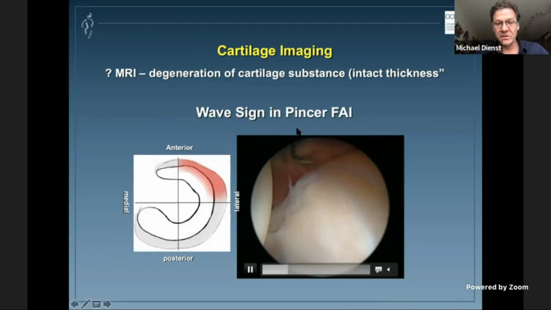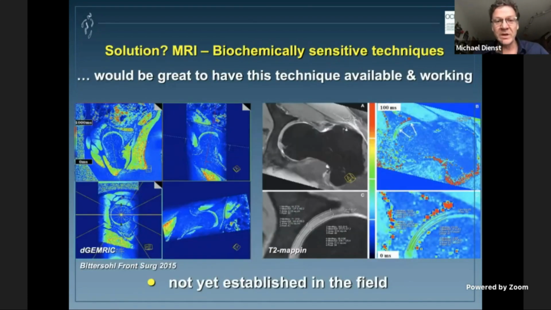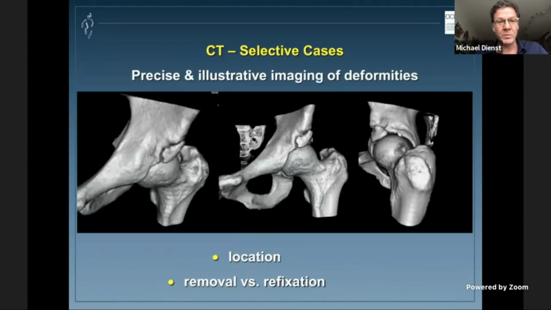Cartilage imaging, it's very difficult on conventional MRI to assess the cartilage if it's only changed, like here, like swollen. If you have a positive wave sign, it's very difficult to see that pathology on a regular MRI. So there are biochemically sensitive techniques that can be considered. However, in the radiologic field, in the orthopedic field, I think this technique is not yet established, and we need to further work on that.